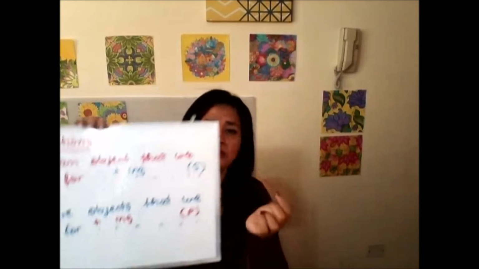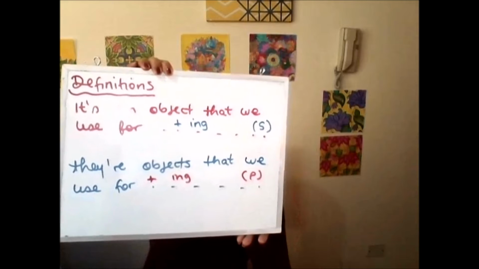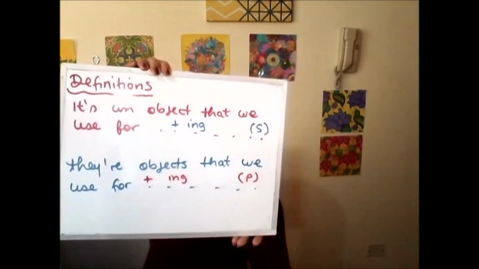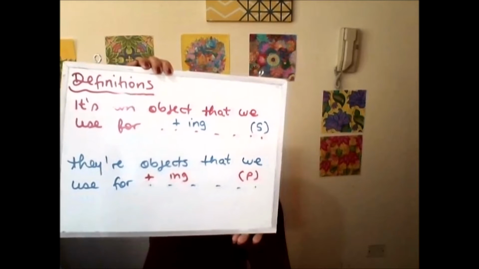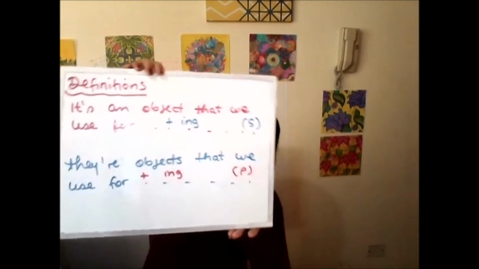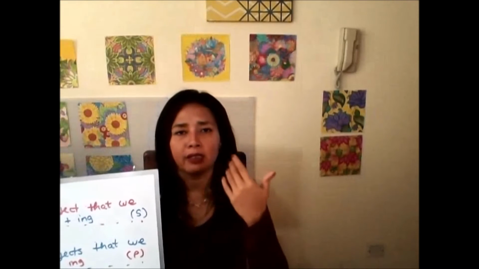It's an object that we use for washing clothes. Es un objeto que utilizo para lavar la ropa. Puede ser detergente, right? Jabón, right? It can be soap. It can be washing powder, el detergente.